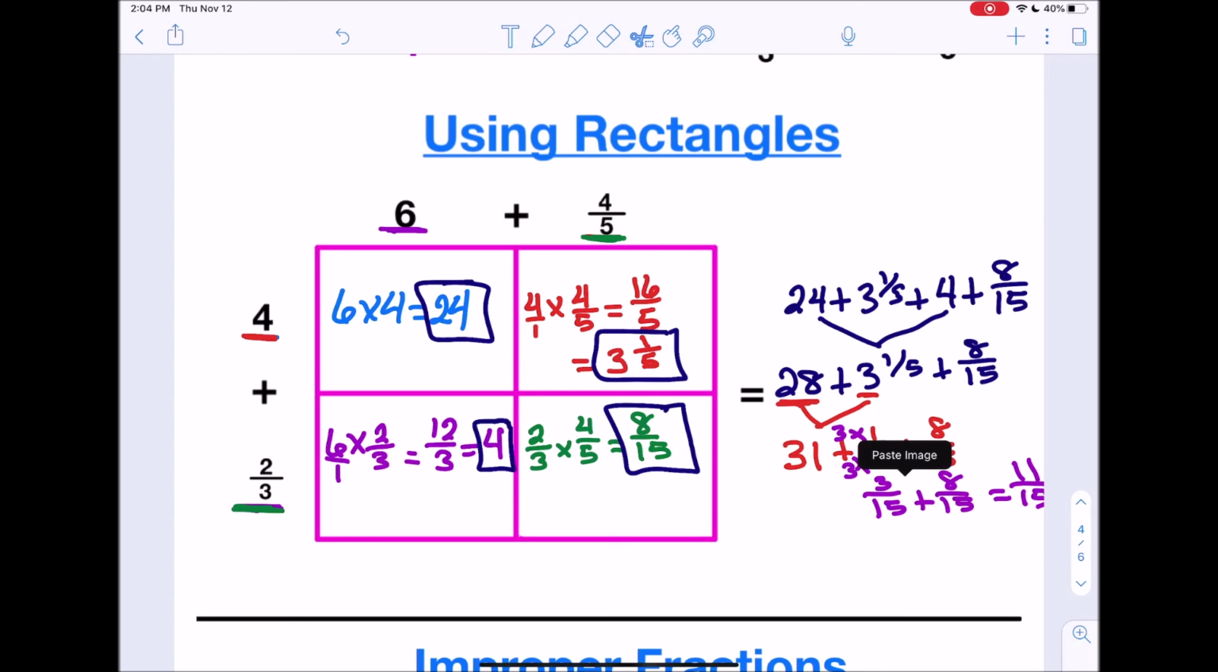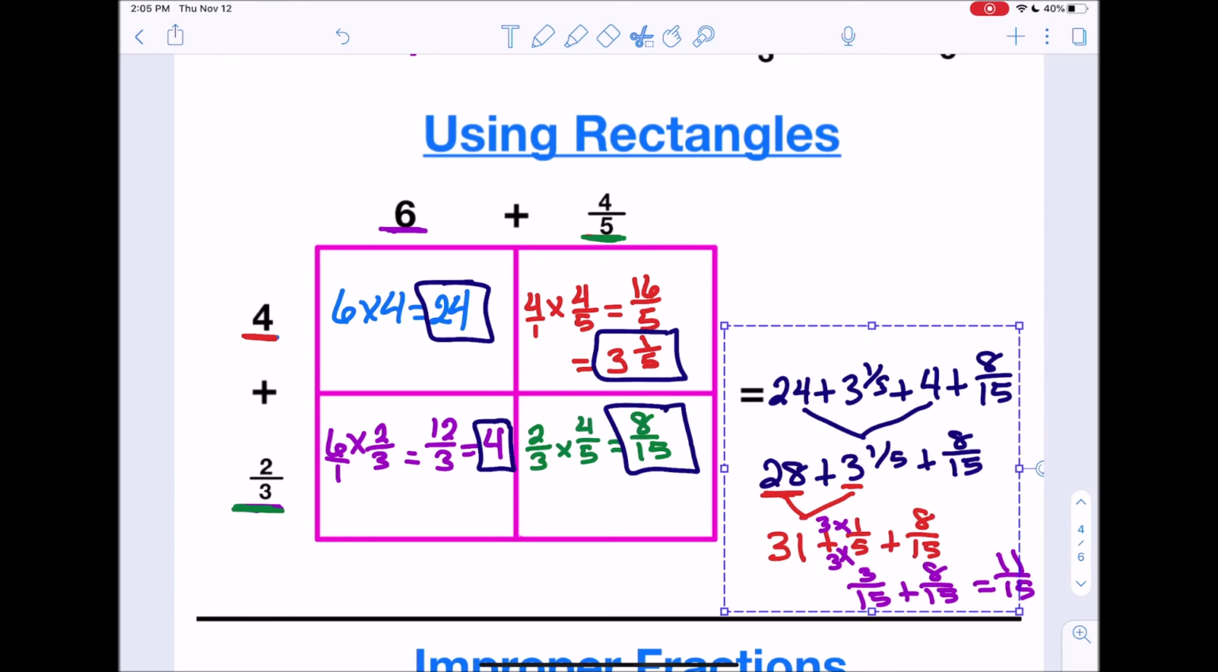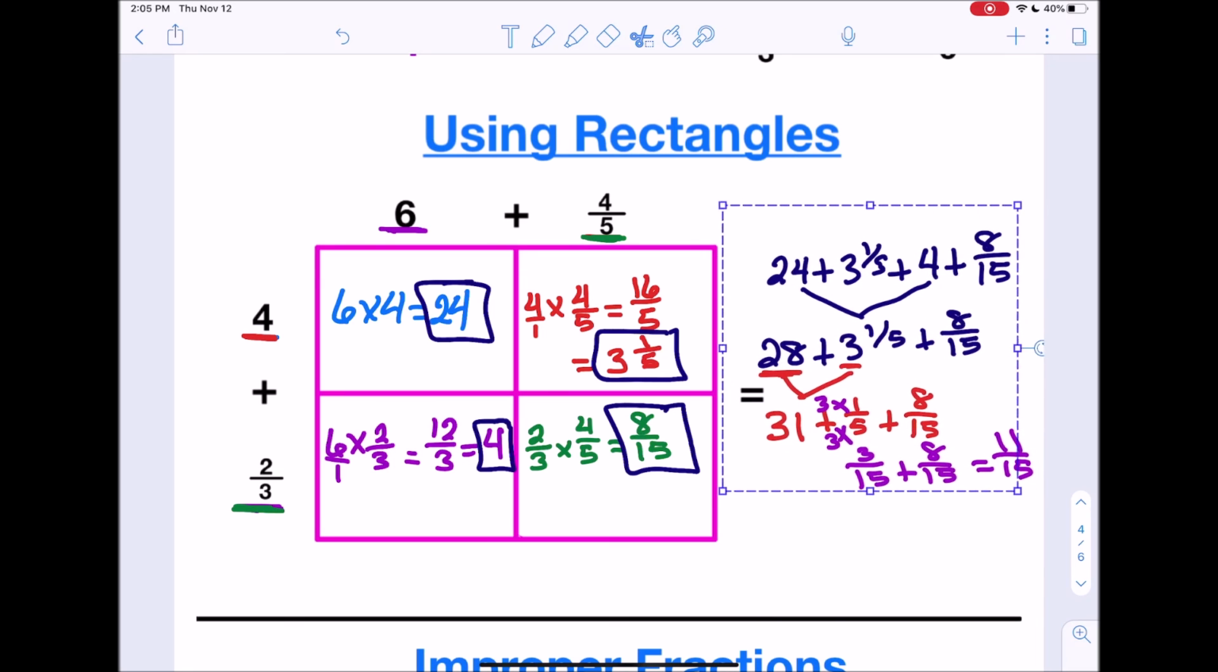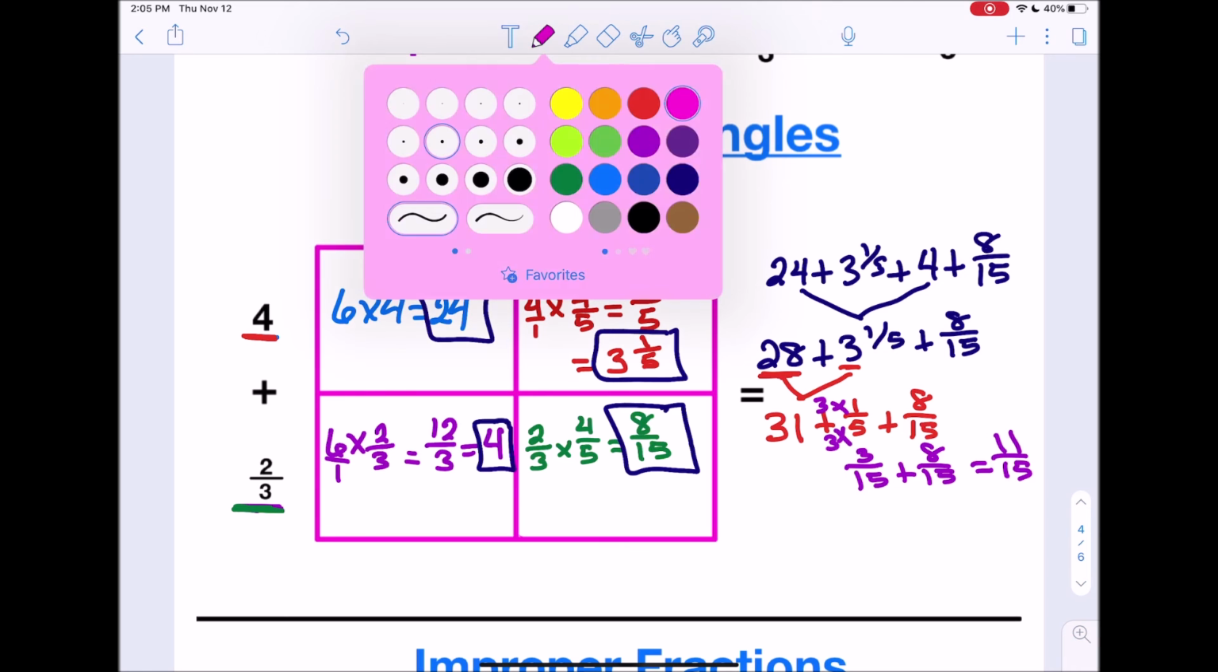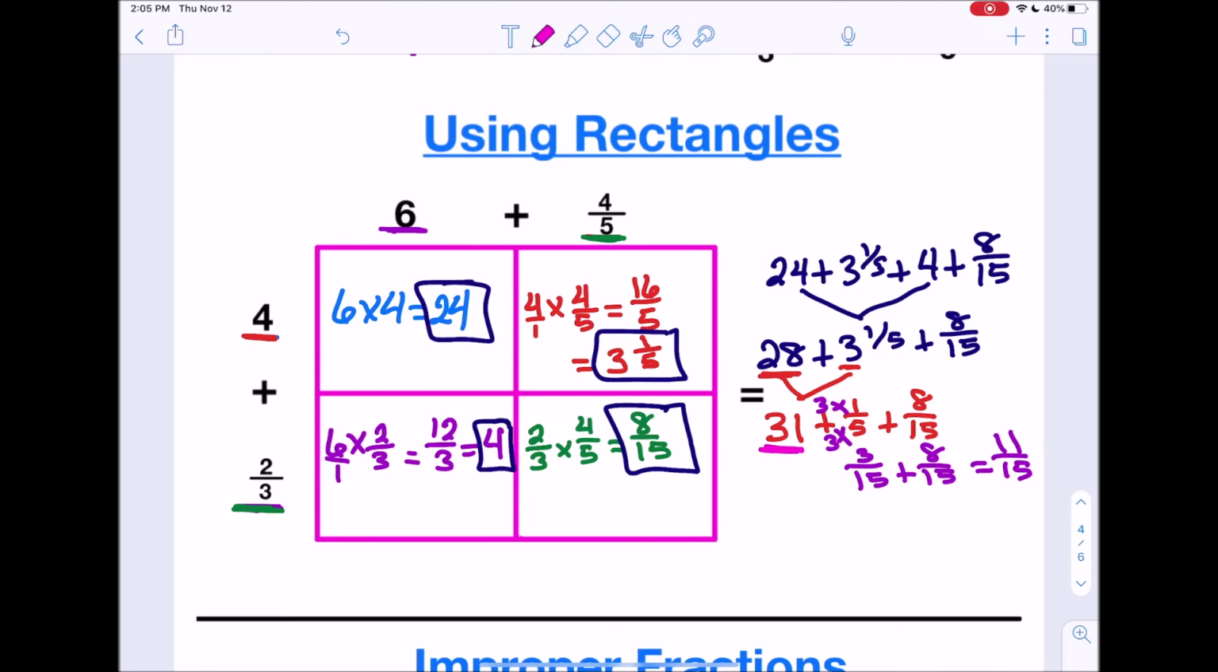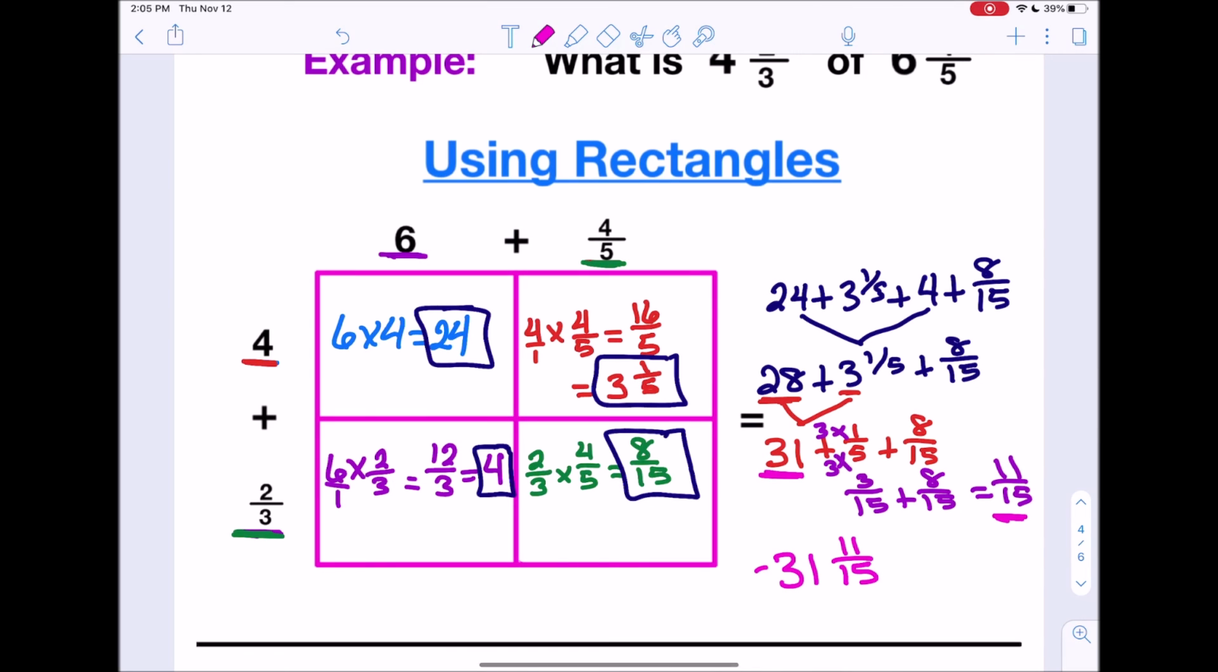Oops. Let's try that again. Okay, just raised it up a little bit to give me more room. We would now have the 31 and the 11/15 to add together. So it'd be 31 11/15. Okay, so our answer is 31 11/15.